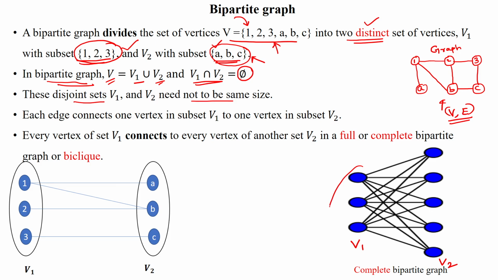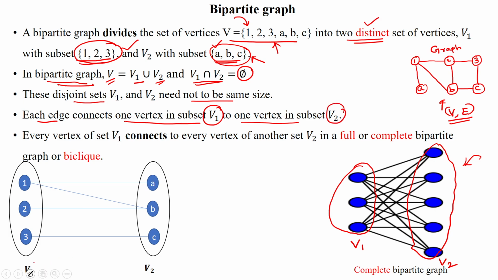V1 has 3 vertices, but V2 has 5 vertices. So this is also a bipartite graph. A bipartite graph need not have the same number of vertices in both subsets. Here each edge connects one vertex from subset V1 and one vertex from subset V2.